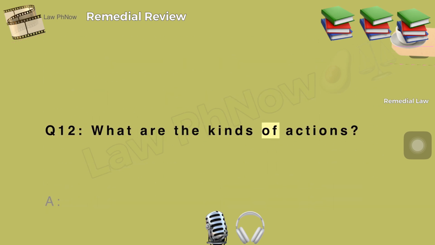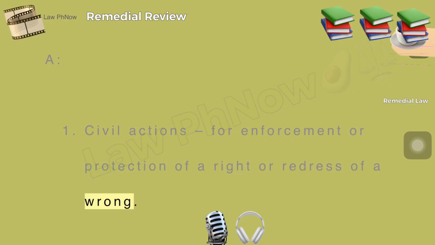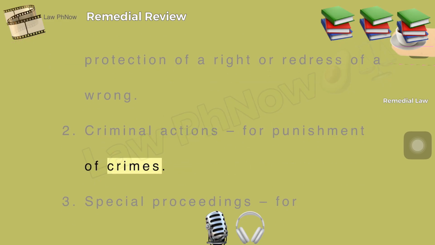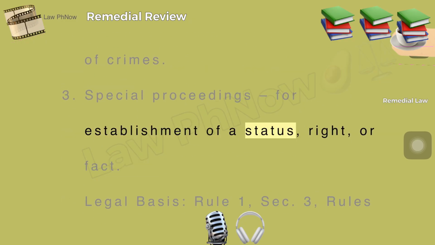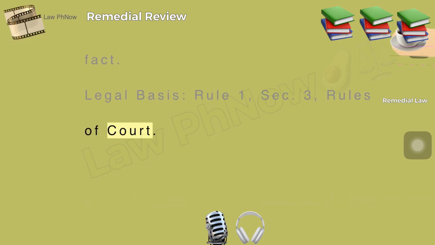Q12, what are the kinds of actions? A. 1. Civil actions, for enforcement or protection of a right or redress of a wrong. 2. Criminal actions, for punishment of crimes. 3. Special proceedings, for establishment of a status, right, or fact. Legal basis, Rule 1, Section 3, Rules of Court.